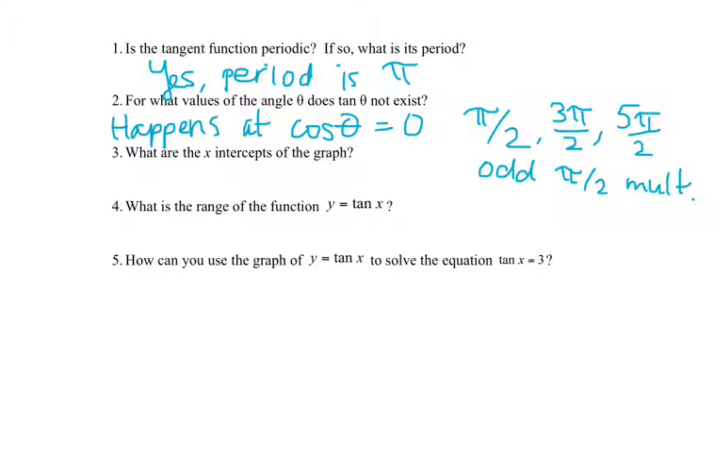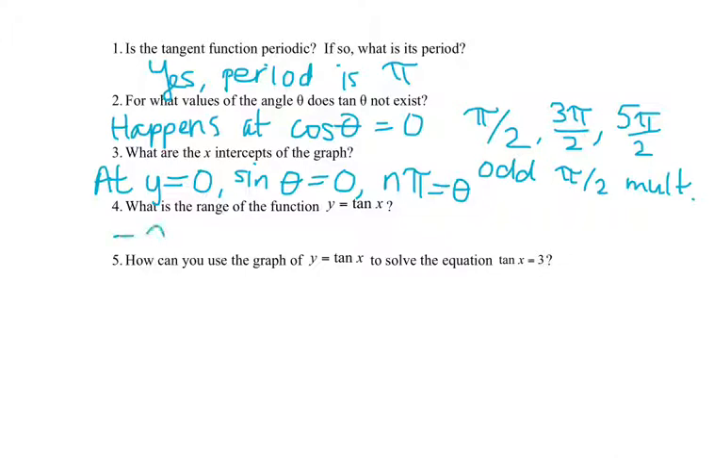What are the x-intercepts? Well, the x-intercept is when y is 0, so that's at y equals 0. That's when sine is 0. So those are multiples of pi. So n pi. And that's what our theta would be equal to. The range of this function, negative infinity to infinity. And of course, our domain, x can't be equal to any of these.